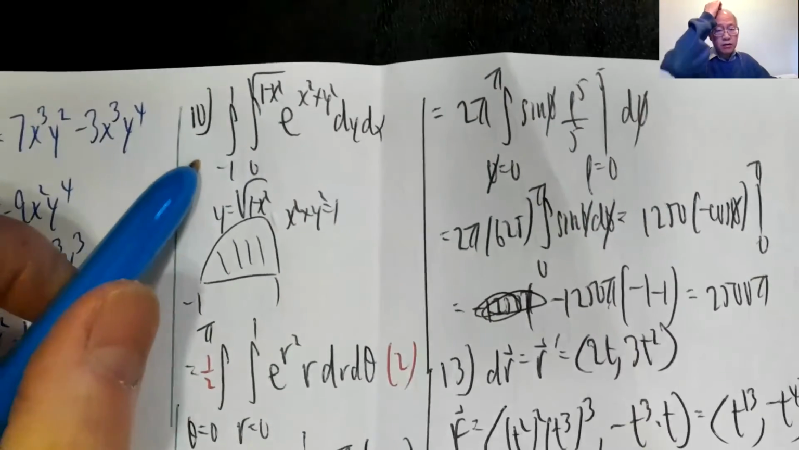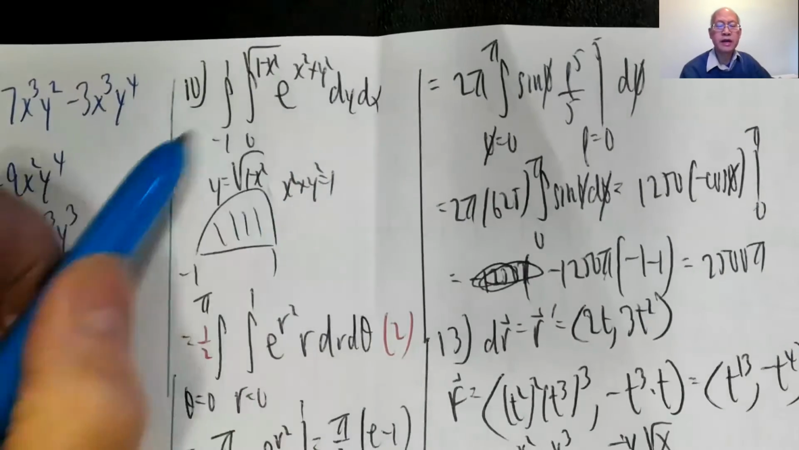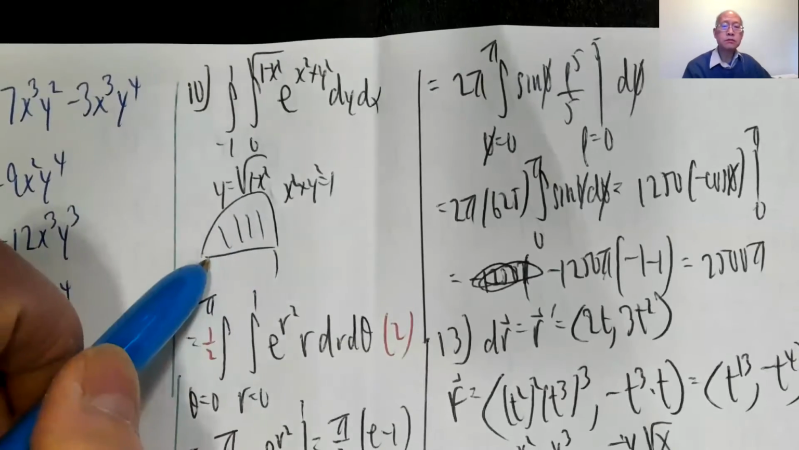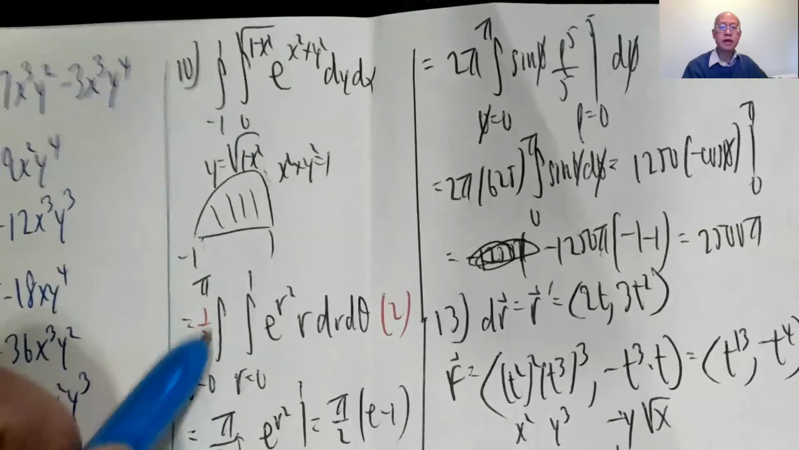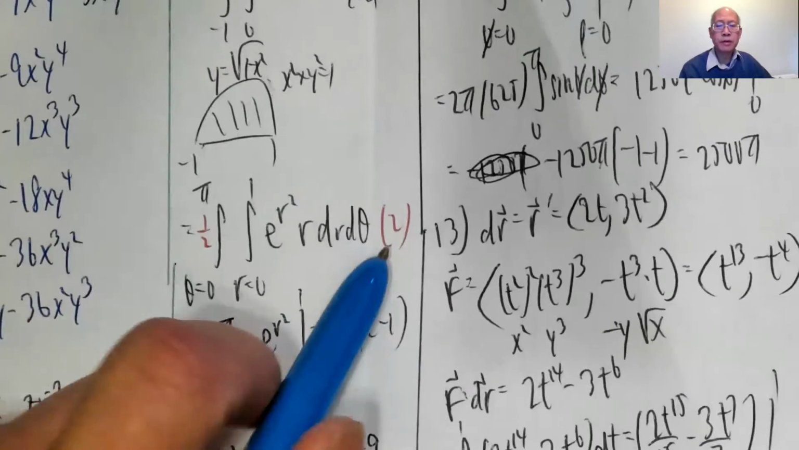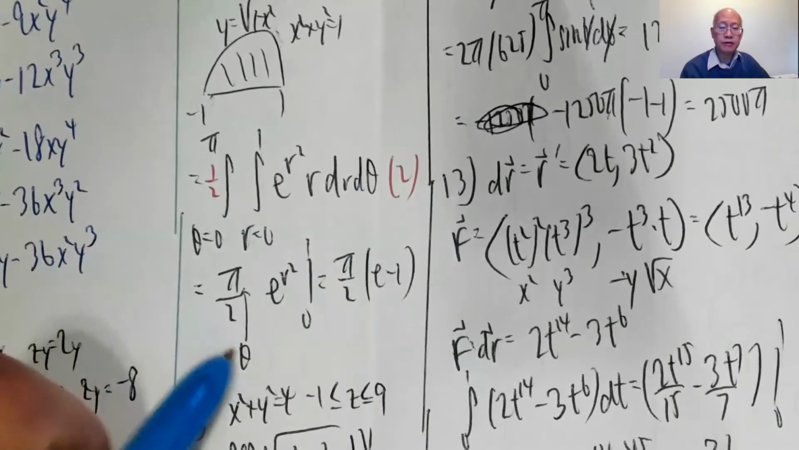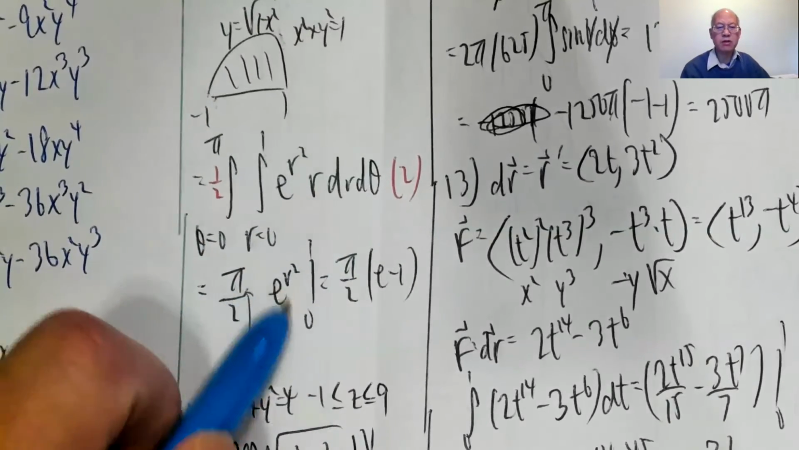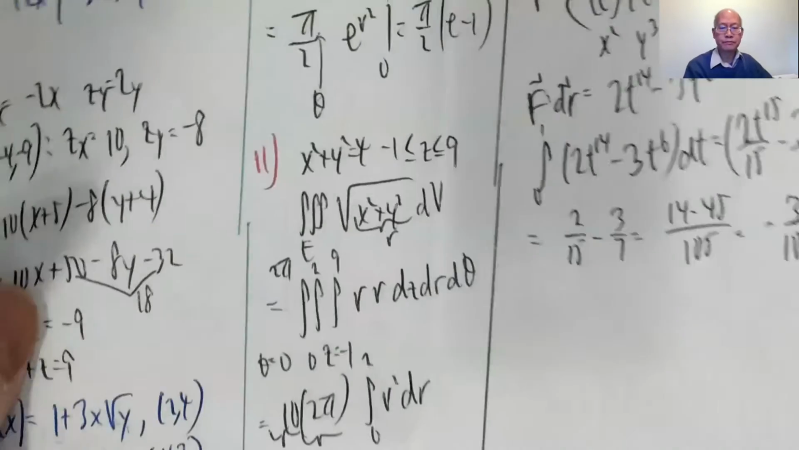Number 10, integral from negative 1 to 1 and from 0 to radical 1 minus x squared, e to the x squared plus y squared dy dx. Negative 1 to 1, that's going to be half a circle. And this is the unit circle, x squared plus y squared is 1. So r is going to go from 0 to 1, theta is going from 0 to pi. E to the r squared times r dr d theta, multiply inside by 2, outside by half. This thing does not depend on theta, so take out theta, which is pi over 2. Pi over 2 is referring to this. And e to the r squared 2r, the integral would just be e to the r squared from 0 to 1. Plug in 1, you get e. Plug in 0, you get 1. Final answer, pi over 2, e minus 1.